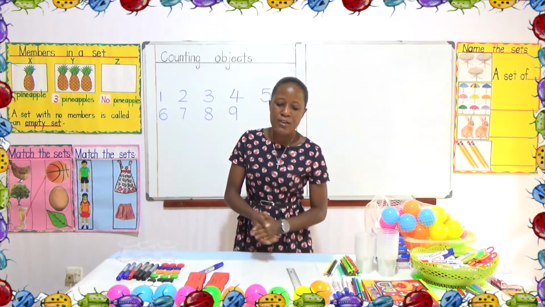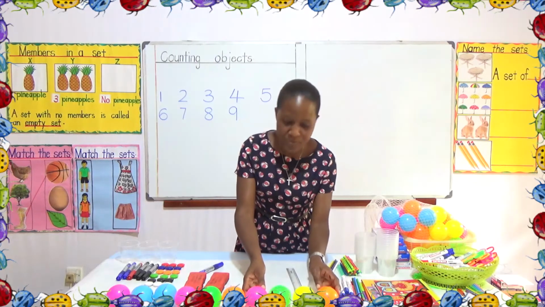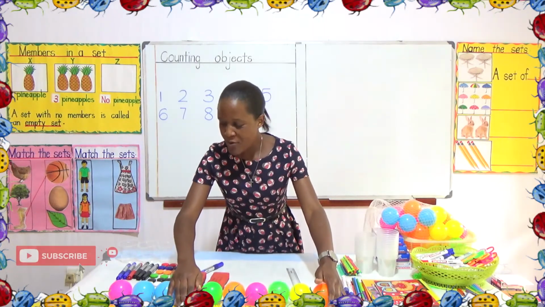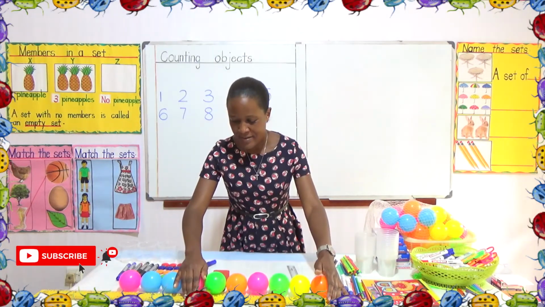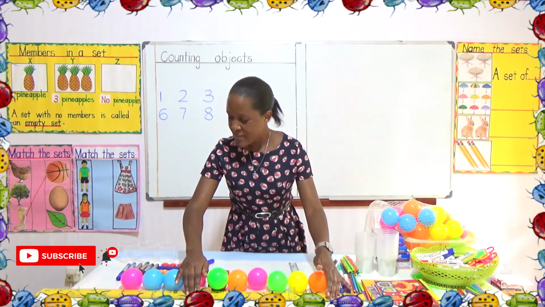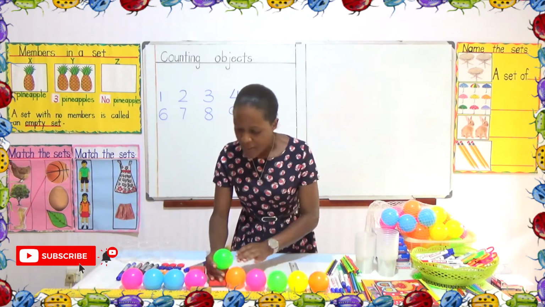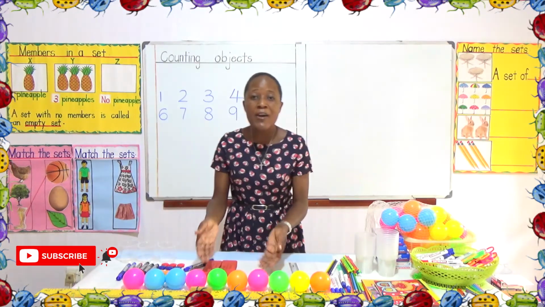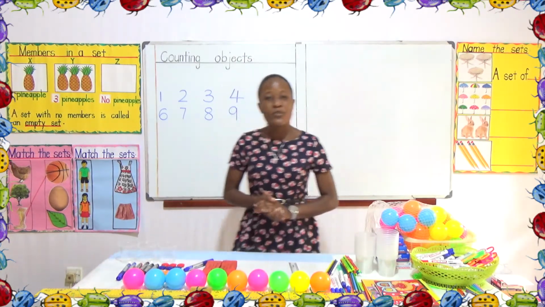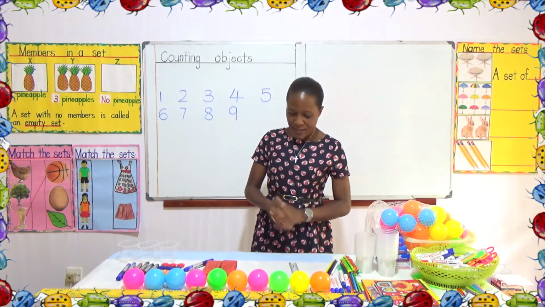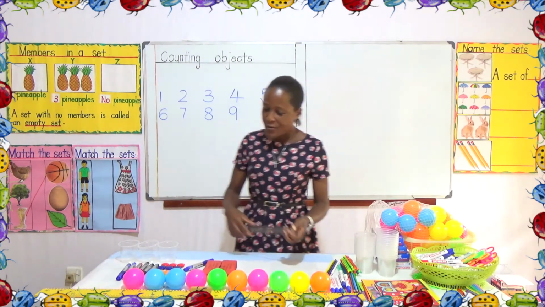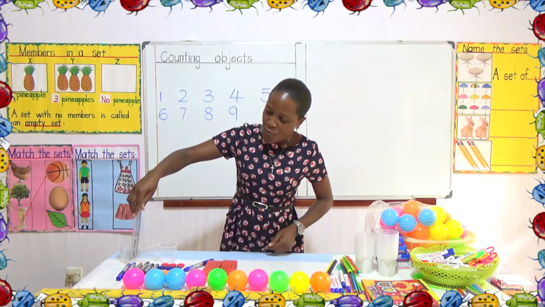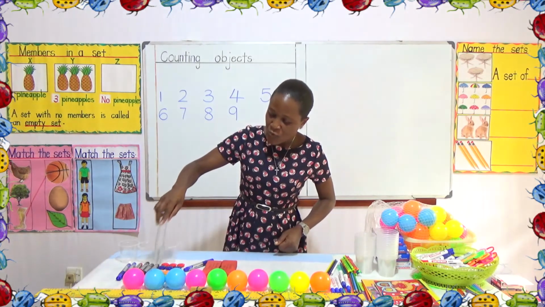I want us to count them again. Count with me, everybody. We are going to count our 10 balls and they're just right here. I hope everybody can see what is on my table. Let's count together. 1, 2.